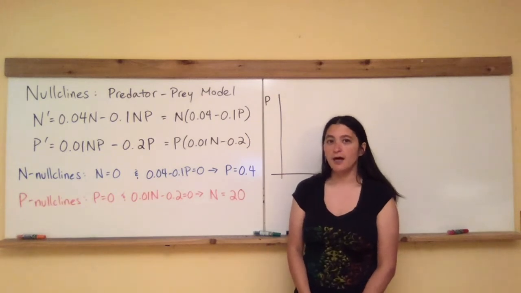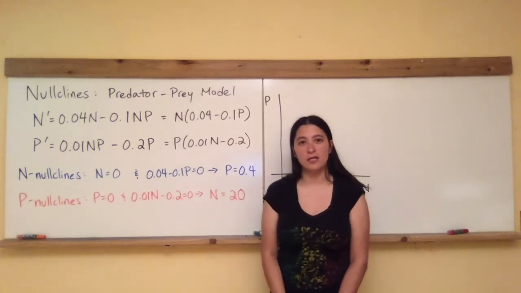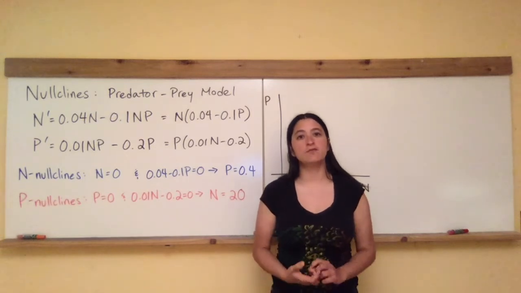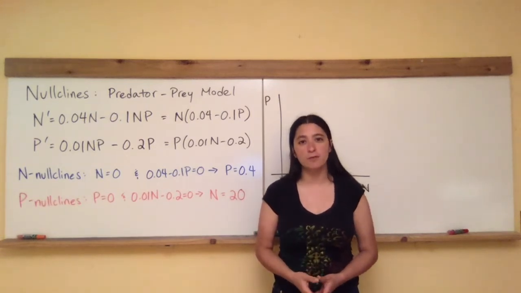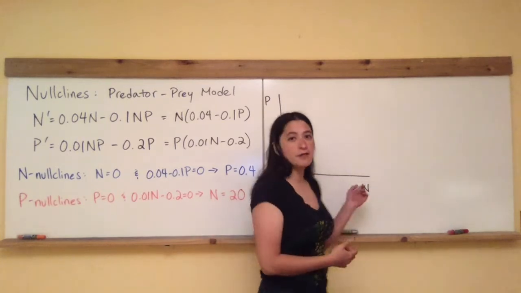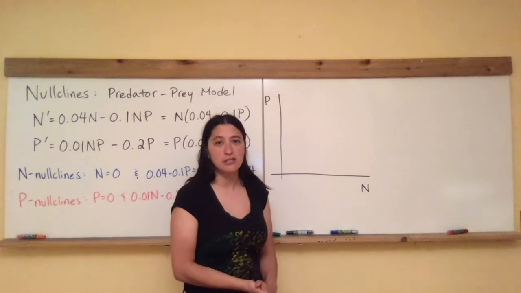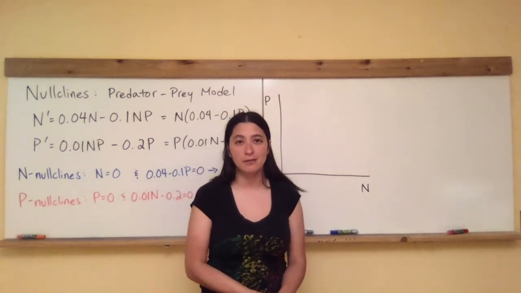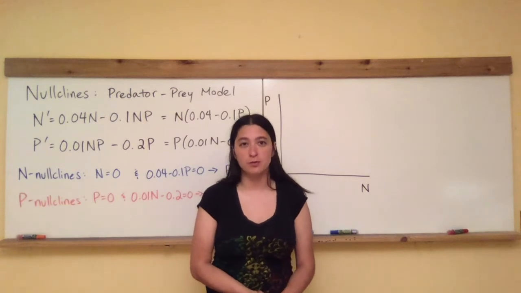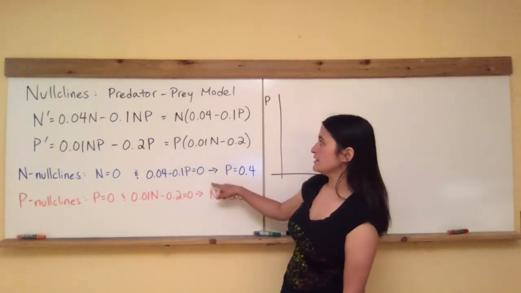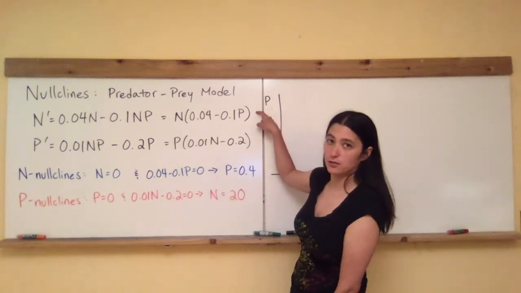All right? Nullclines are places where the differential equation is set equal to 0, but just for one specific variable, not for both variables at once. Once we figure out the nullclines and then we graph them, the places where the nullclines intersect are going to be the places where both equations are equal to 0 at the same time, and those are going to represent the equilibrium. So the N nullclines represent the places where the dN/dt is set equal to 0.